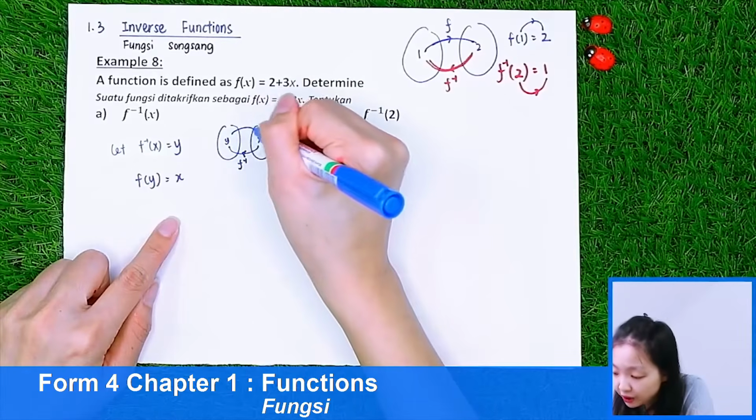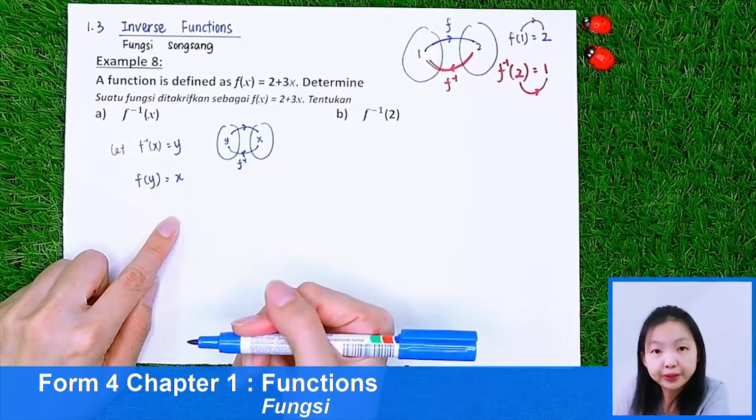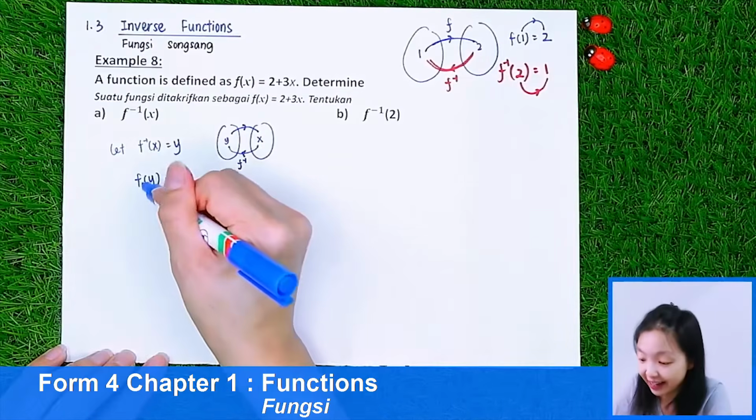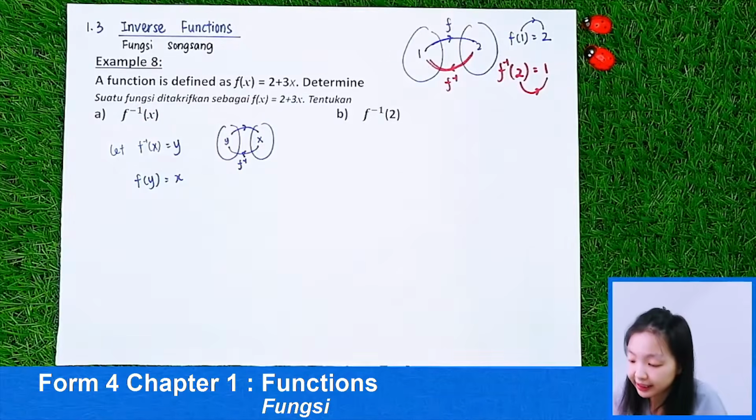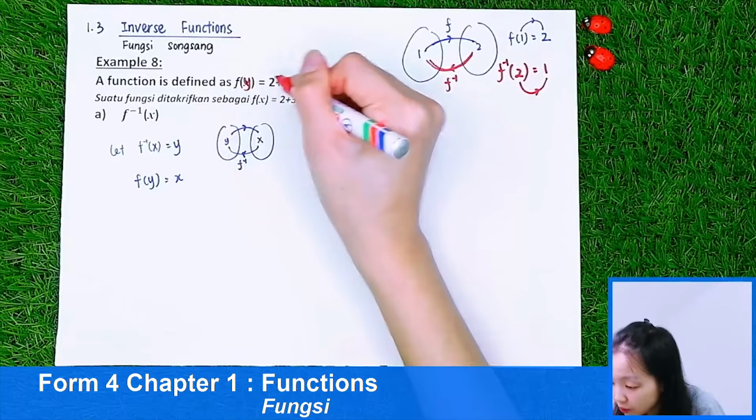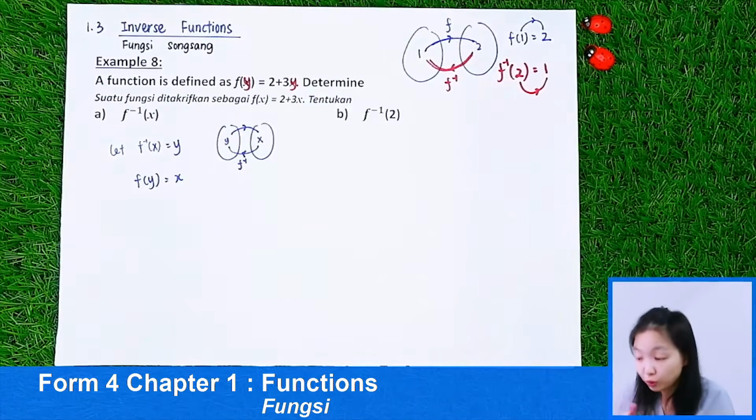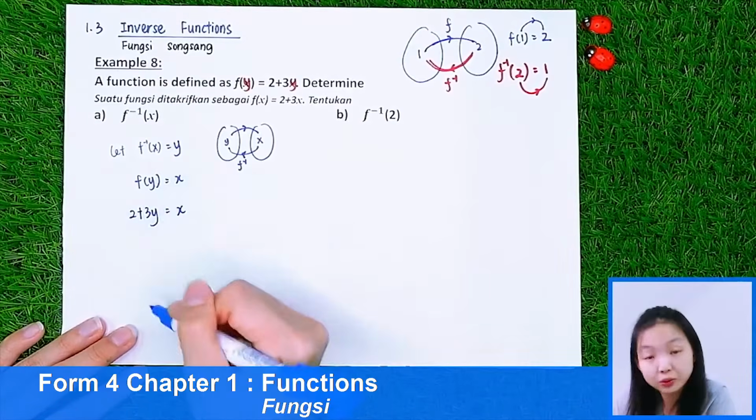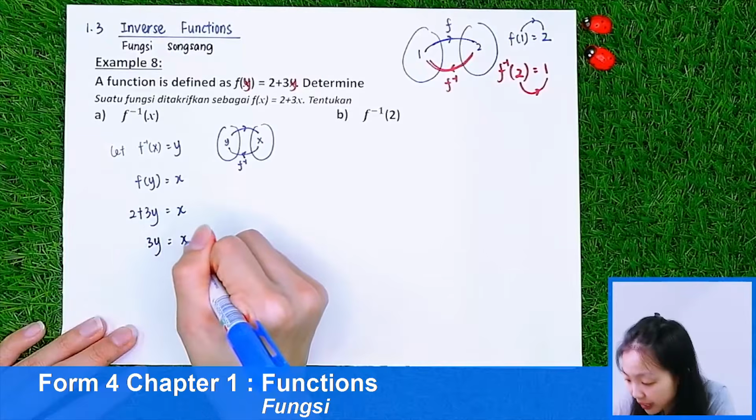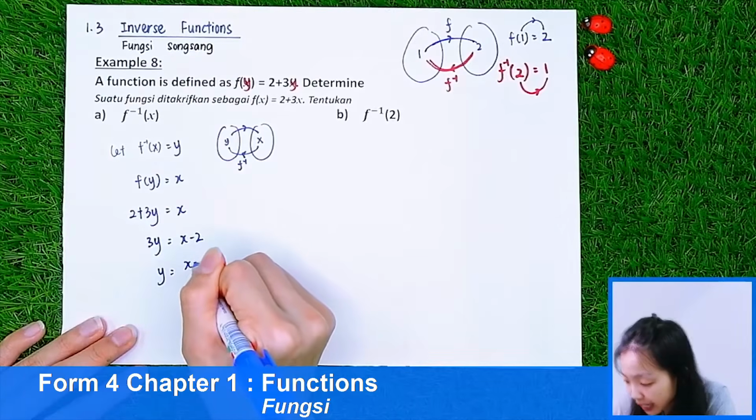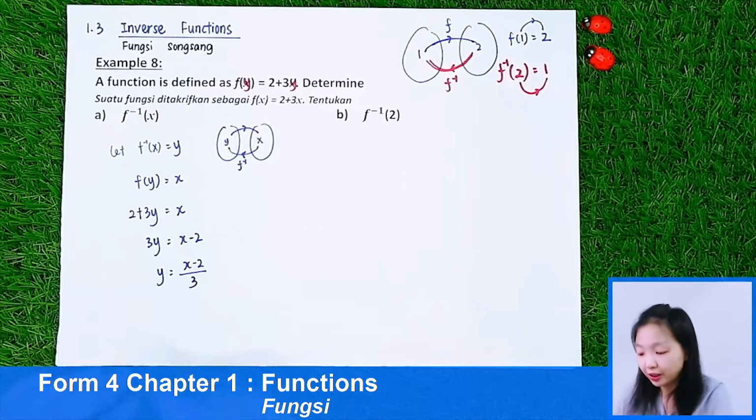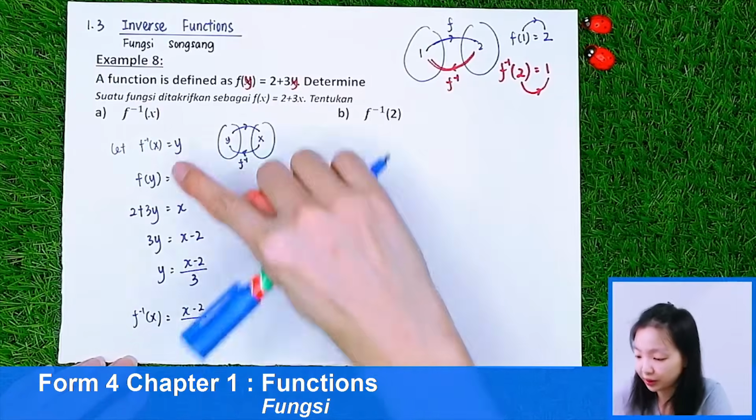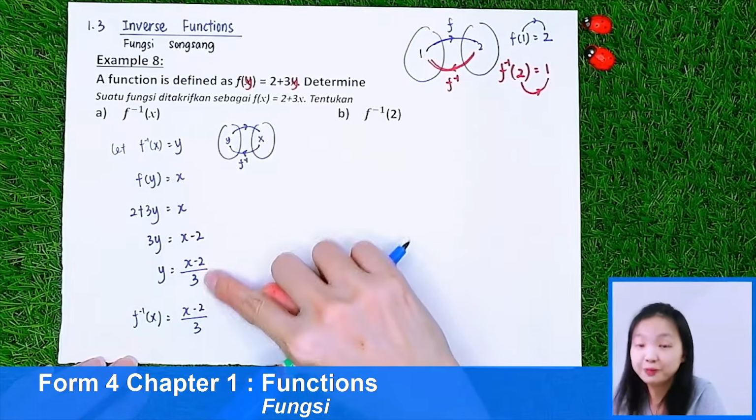If we want to change to function f, then what will be the object? y, x, isn't it? Okay, reasonable, right? So f(y), here is the y. So it will be 2 plus 3y is equals to x. 3y is equals to x minus 2. y is equals to (x minus 2) over 3. So my f inverse x will be (x minus 2) over 3, because f inverse x is equals to y.